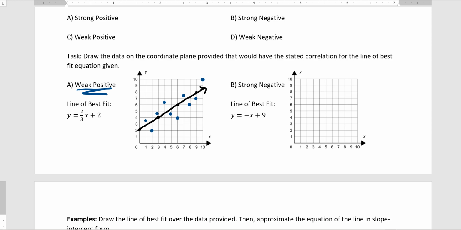All right. So looking at letter B here, the line of best fit, y equals negative x plus 9. So my y-intercept of 9, I have a slope of negative 1, which means down 1, right 1. So I'm going to connect these dots here to create our line of best fit. There you go. Now our data is strong negative, so hopefully you put your data pretty darn close to this line, if not on it.